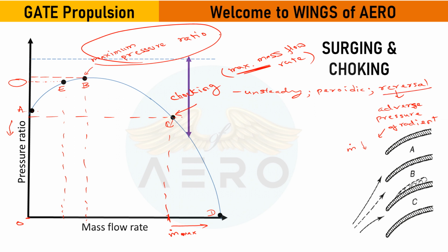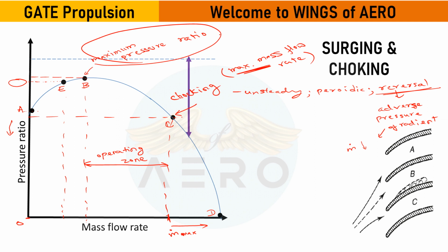The reasons behind surging and choking are quite interconnected. Again there is some reverse flow, and due to the reverse flow the pressure is building up, and we can say the pressure ratio is adversely increasing, okay. So B to C is the point we call the ideal operating zone, where the pressure ratio should ideally lie.